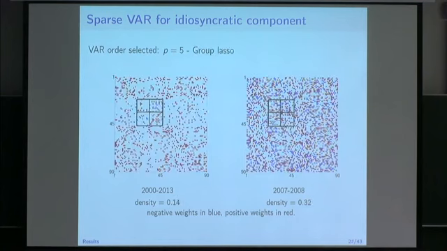And just to compare it with the group Lasso, the group Lasso does a different job. It's much more sparse, as expected. Then I will not show you the result with the group Lasso here. They are in the appendix.